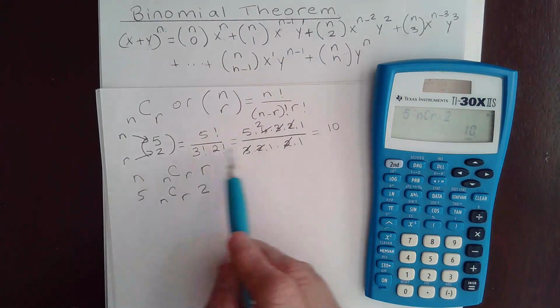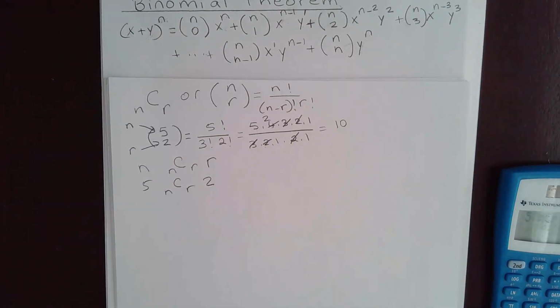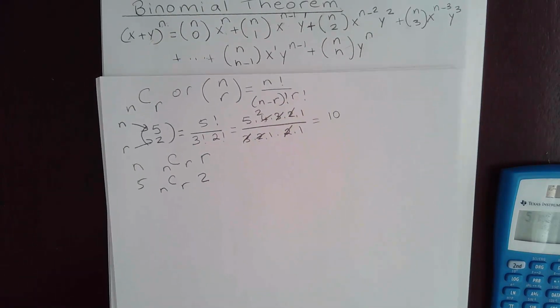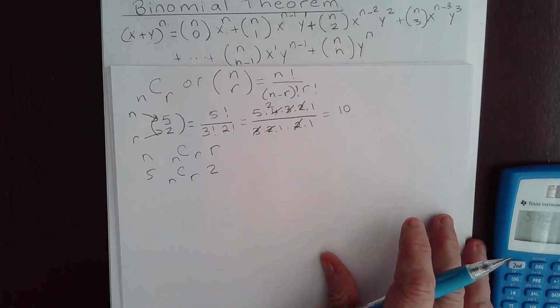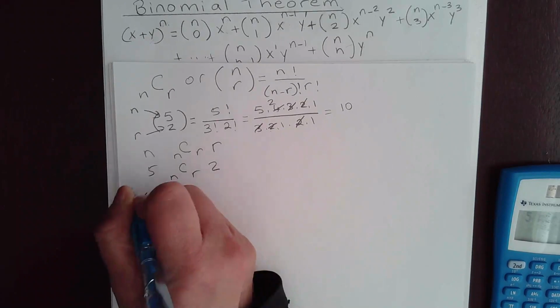So you can do it manually or with your calculator. However, I strongly recommend that you use your calculator. It's so much easier. So now let's go ahead and use an example of the binomial theorem. So let's do this. We have x plus 2 to the 4th power. So this is our example.